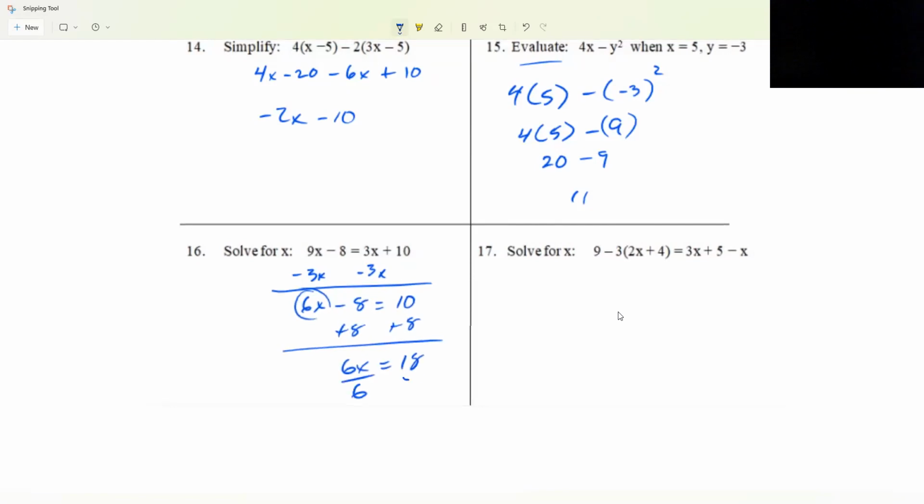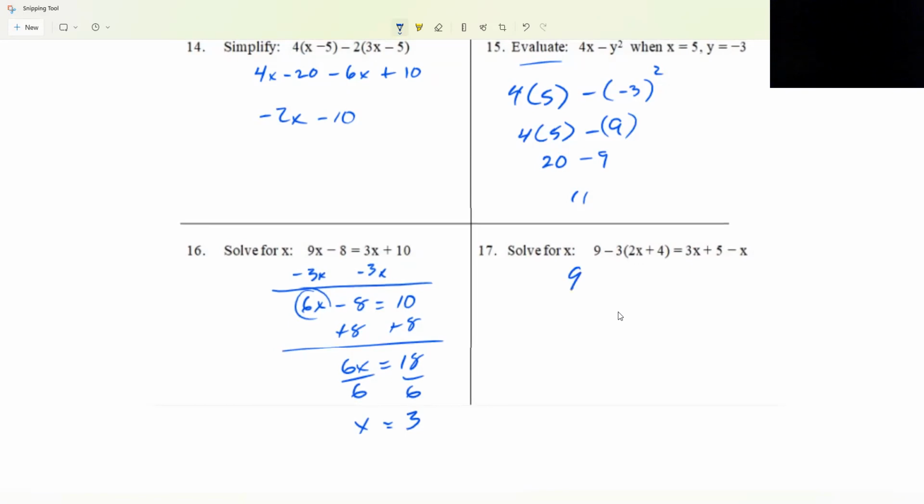Okay. And then divide by 6. Get rid of the parts basically that you don't want. So you get basically 1x or x. And this gives you 3. And you're done. 17, same deal. Okay, it's just longer. So there's no fractions, but you do have to distribute.